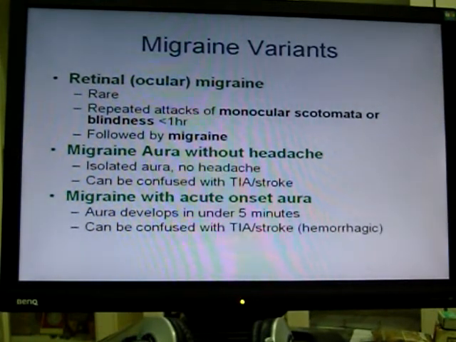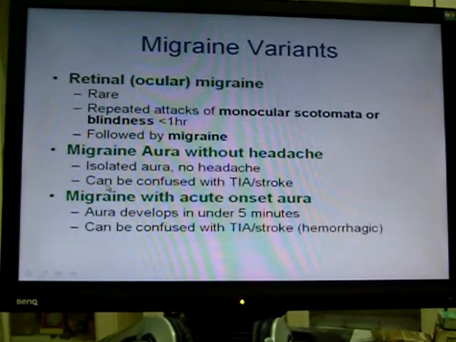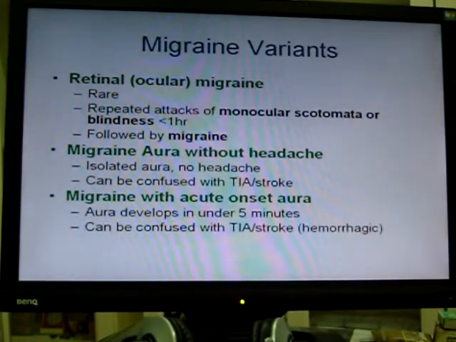regards to the headache. As I mentioned, usually the aura lasts for about 5 to 20 minutes, then after that they get headache lasting less than 72 hours. But in migraine aura without headache, they get the aura, but the headache is either very mild or doesn't bother them at all. So they get isolated aura without a headache. And indeed, this can be confused with a TIA or stroke because they can get weakness lasting maybe less than 24 hours, and you think it's TIA.